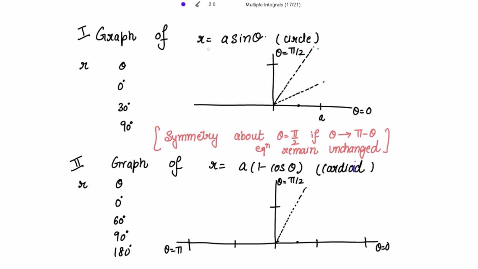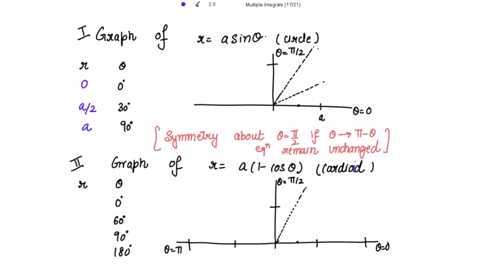So to plot the graph for r equal to a sine theta, we have to calculate the values of r. The values of theta are given over here. Suppose if theta is 0, then putting 0 over here, you get r to be 0. And for theta equal to 30 degree, what is sine 30? It is 1 by 2. So r will be a by 2, which means 0.5 of a. And then putting theta equal to 90 degrees, sine is 1. So r is equal to a into 1, that is a.